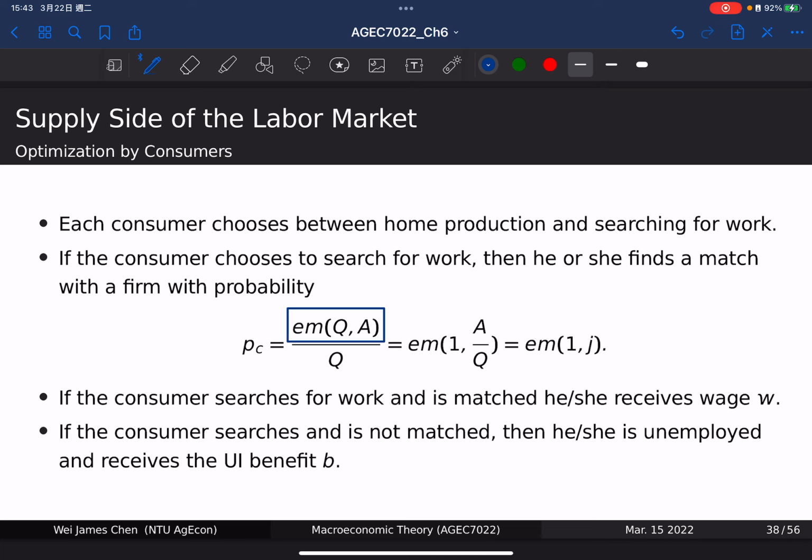But remember, this function M, the matching function, is constant return to scale. And if it is constant return to scale, this Q can go into this function. Q divided by Q is 1, and A divided by Q is this. We are utilizing the fact that this function M is constant return to scale. That's the key here. And we define this thing, which we didn't talk about yet, as J. J stands for jamming, how jammed this labor market is.